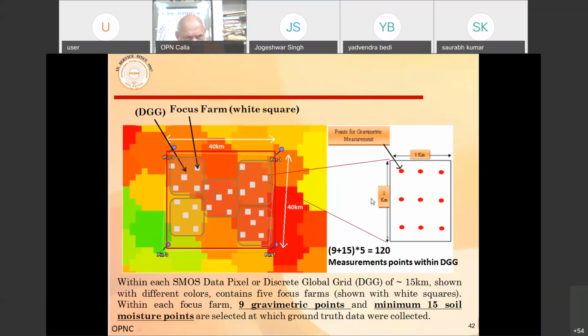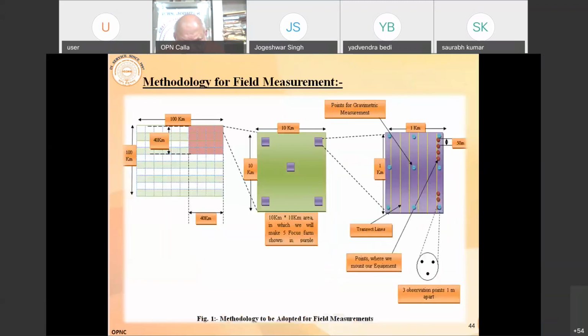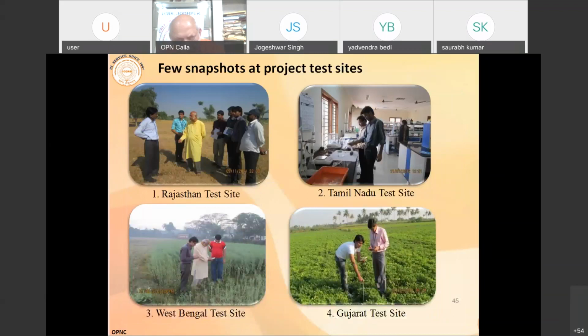And then from this one, as I already mentioned to you, we try to get the total soil moisture for 1 kilometer by 1 kilometer. This is in the field where we go, and I'm the official here, and then we are in the field in the Rajasthan site.